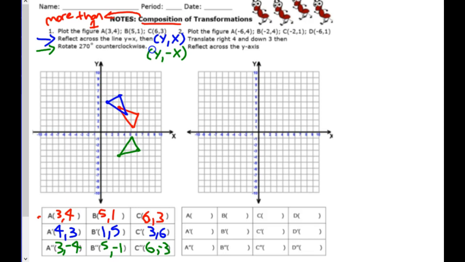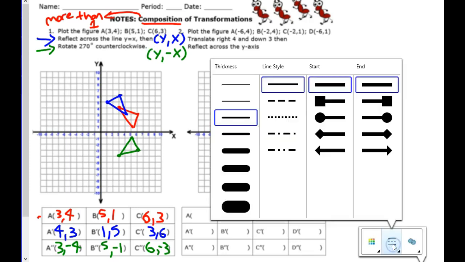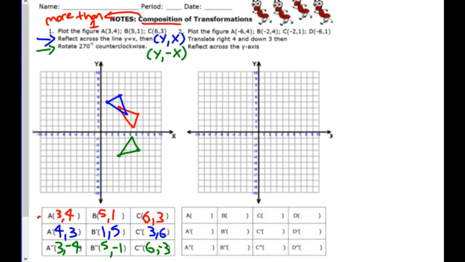Same idea, now we have 4 points, but we can do it, right? So let's plot them first. So (-6, 4), (-2, 4), (-2, 1), and then (-6, 1). Makes me a nice little rectangle, right? Let's write those points, copy them down at the bottom there. (-6, 4), (-2, 4), (-2, 1), (-6, 1).